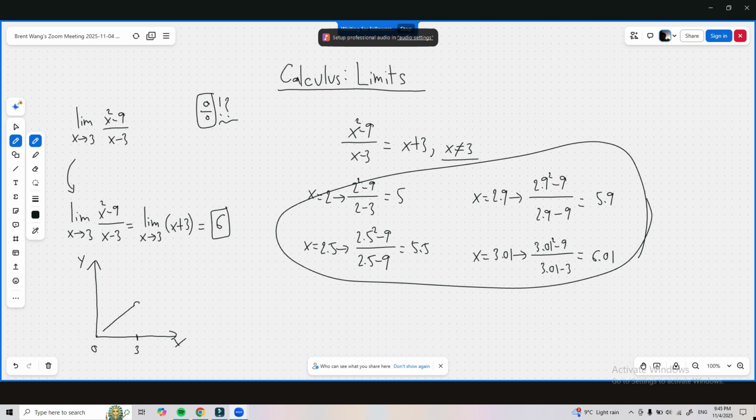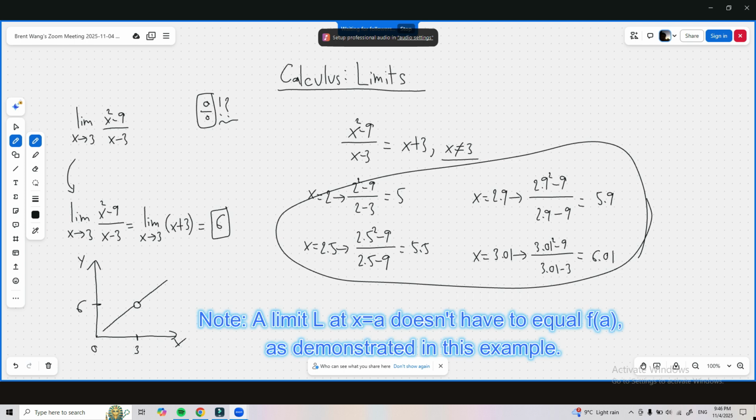And it's a little hole of a discontinuity. It's equal to 6. We're not asking what is f of 3 equal to. We're saying what is the limit as x approaches 3 for f of x equal to, and this limit is equal to 6. That brings me to something very important. F of a doesn't have to exist for the limit to exist. L and f of a can be equal, but they don't have to be equal.